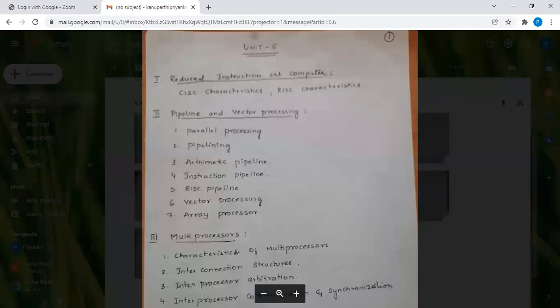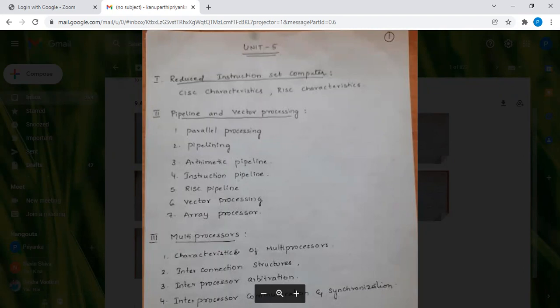Then when we move on to the next thing, that is reduced instruction set characteristics. The concept of RISC architecture involves an attempt to reduce the execution time by simplifying the instruction set of the computer. The main purpose of using this reduced instruction set computer is for reducing the execution time. In order to achieve this goal, what are the different characteristics that we have to follow?